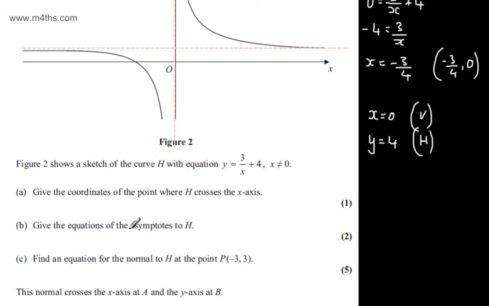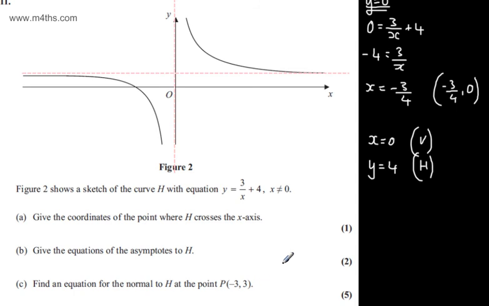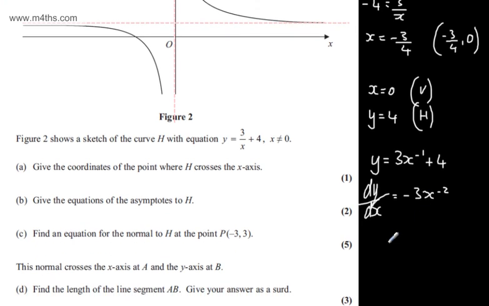The first thing I'm going to do is find the gradient of the tangent to the curve at the point P. We can do that by using dy by dx, the gradient function. So if I just rewrite y, I'm going to write y is equal to 3x to the power of minus 1 plus 4. So dy by dx, the gradient function, which is going to give me the gradient of the tangent, multiplying down by the power, we'll have minus 3x to the power of minus 2. I'm going to differentiate a constant, which will give me 0. So we can say the gradient function dy by dx, I'm just going to rewrite this as minus 3 over x squared.